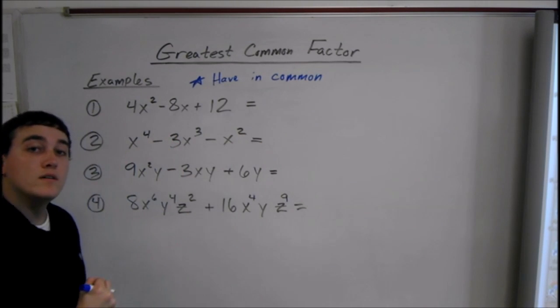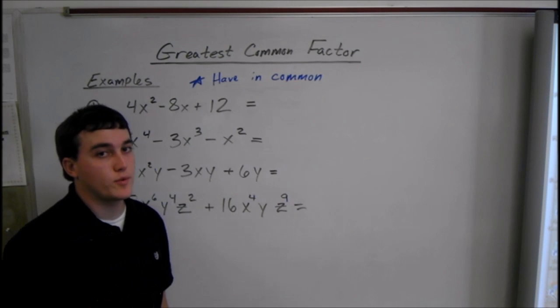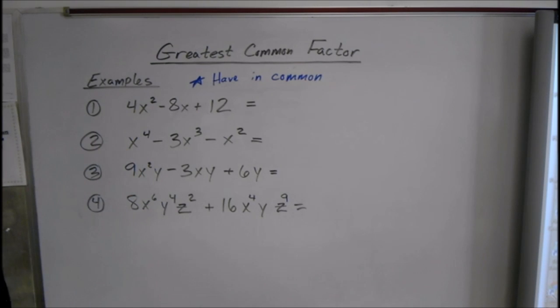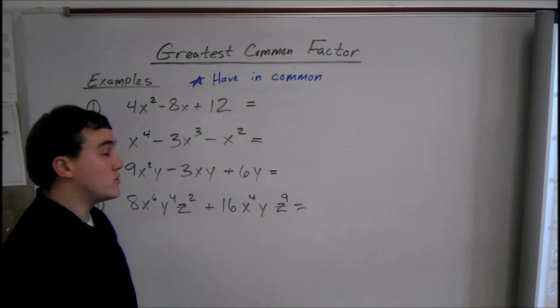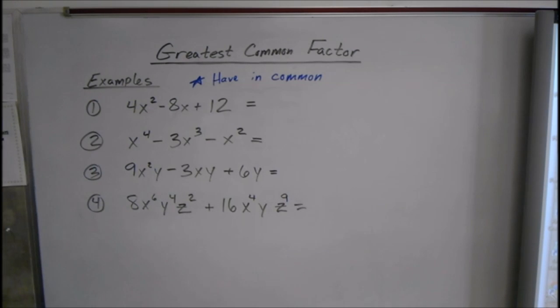And then you take it out. And when you take it out, it's the opposite of distributing. So to figure out what you have left, you divide by what you took out. So let's take a look at our first example.